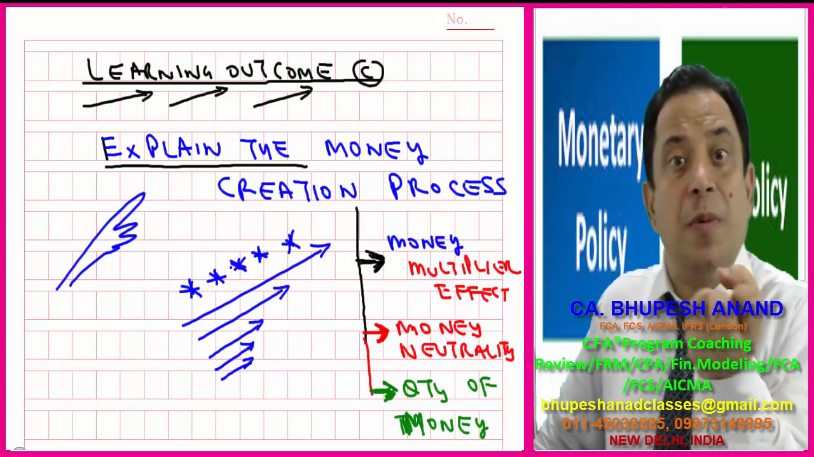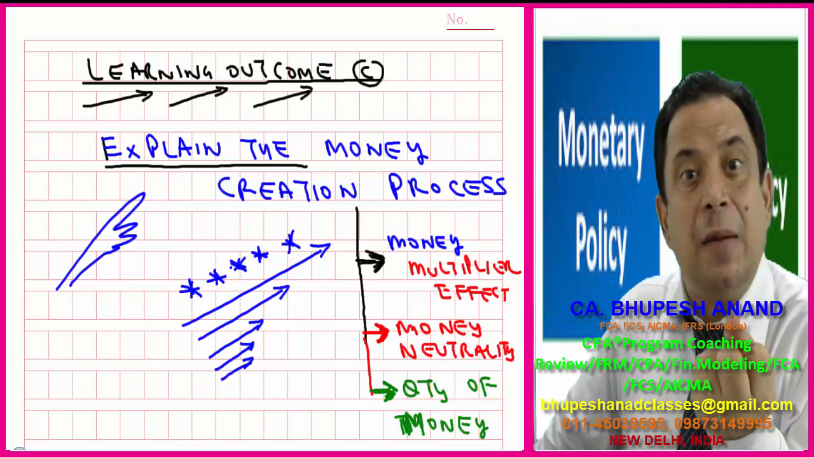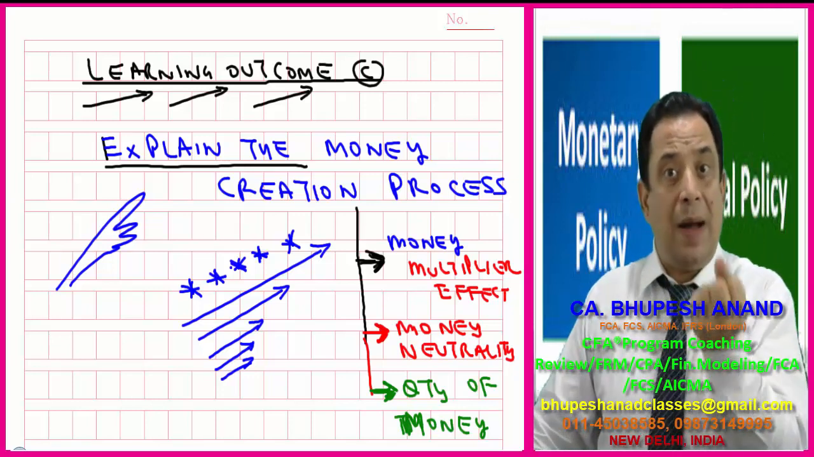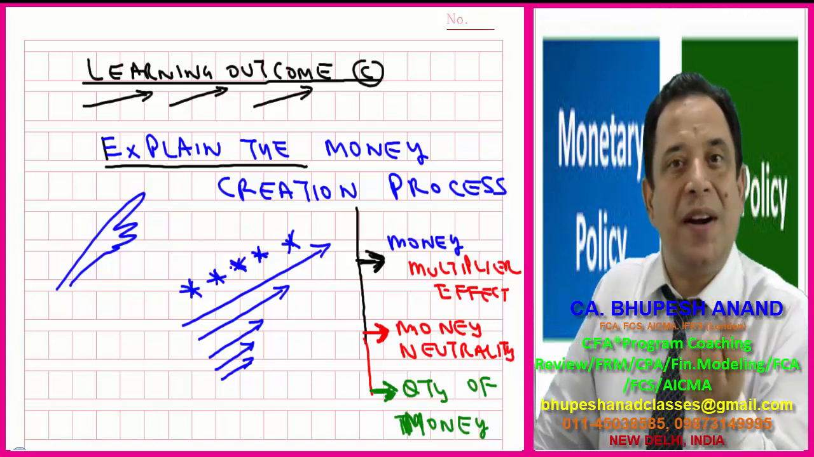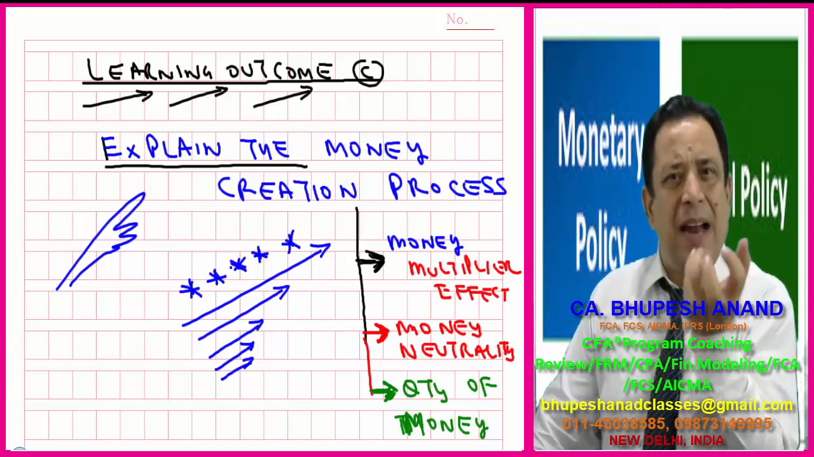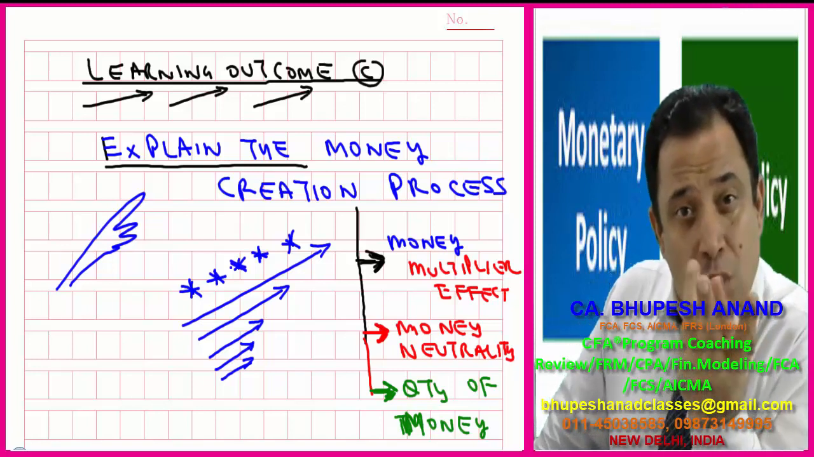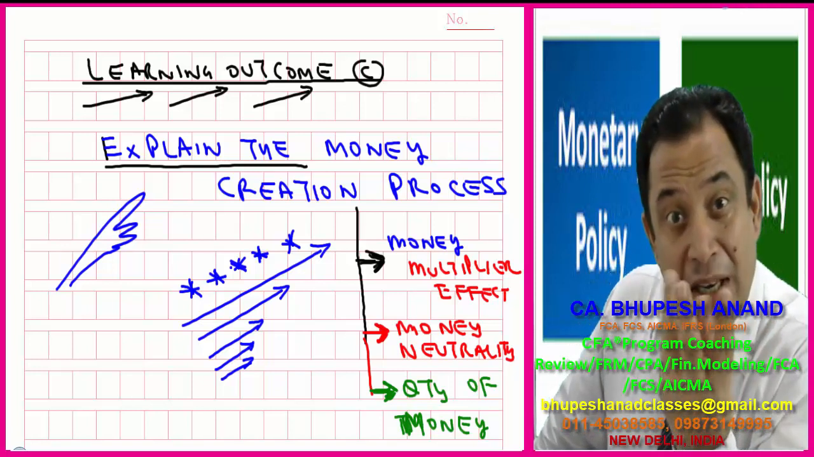How much money should be supplied in an economy by the central bank, by the Fed, the US Fed, or by the RBI? How much is to be issued? How many currency notes are to be printed? What is the logic behind that process? That process we will be learning today, and that process is called the money creation process.